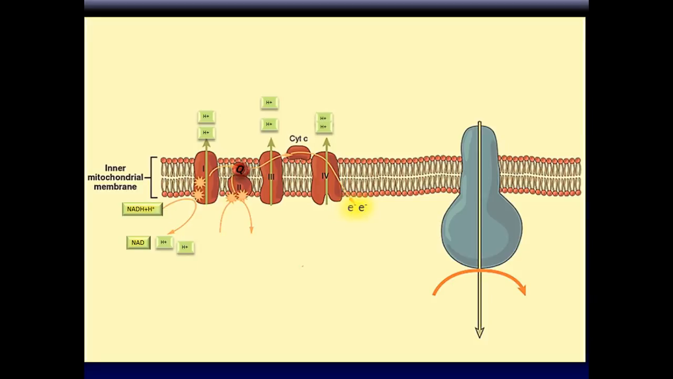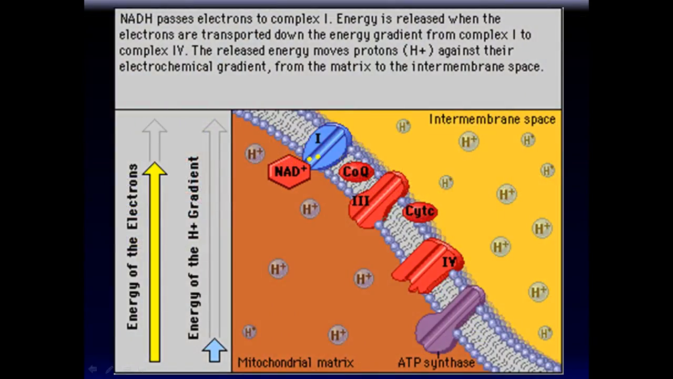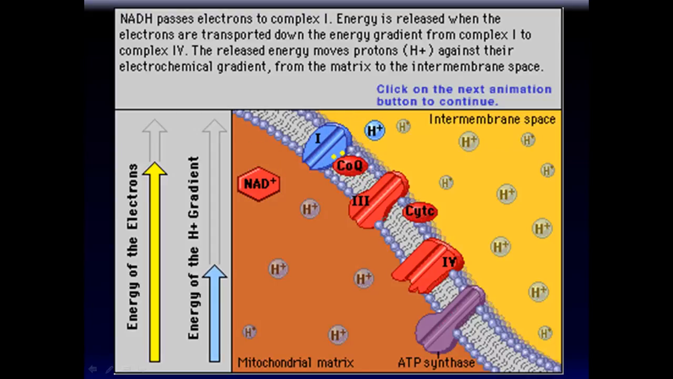And finally, here are the electrons, and those are going to be taken up by oxygen to make water. And then this hydrogen ion gradient, again, is used to create ATP. So this is the electron transport chain. Now, by the time you're done with this, you're going to really know this issue.